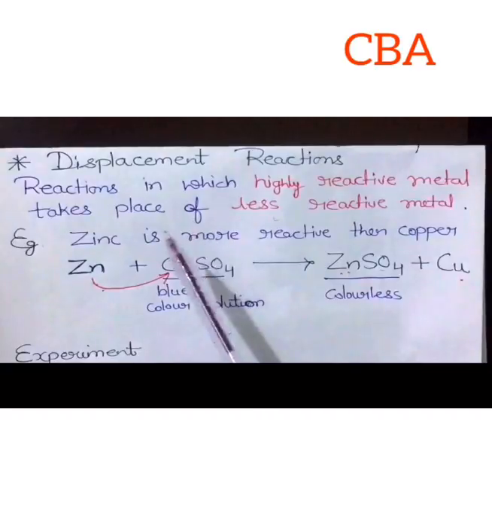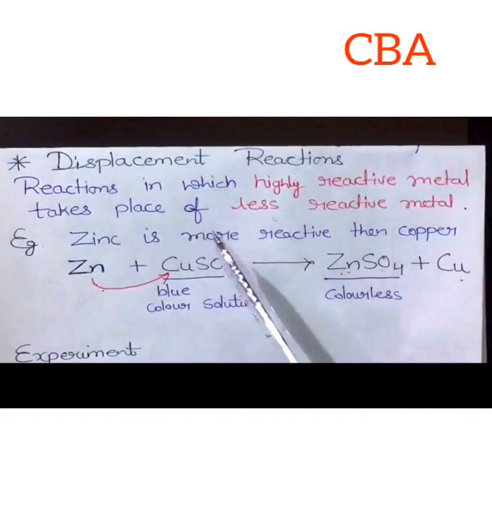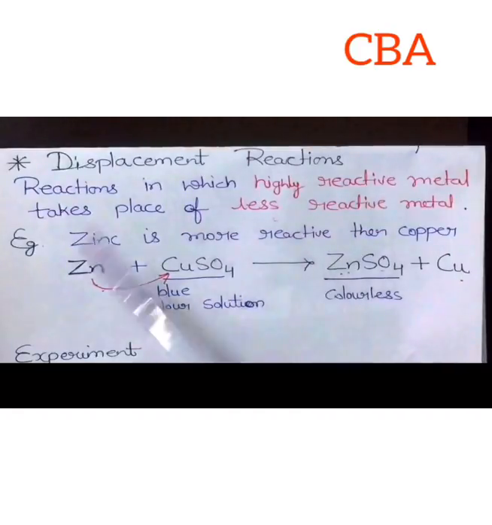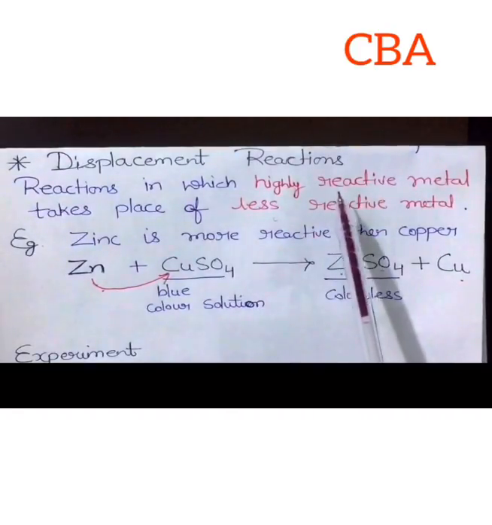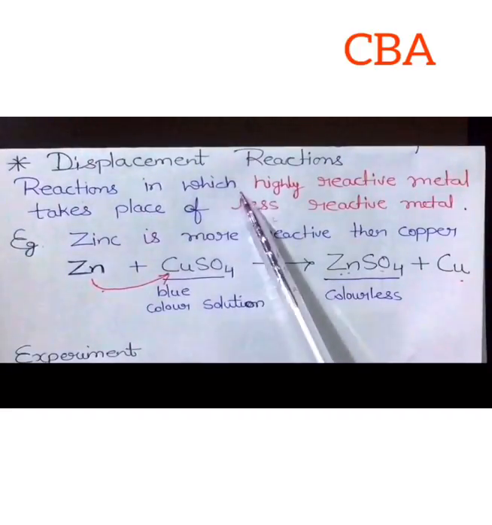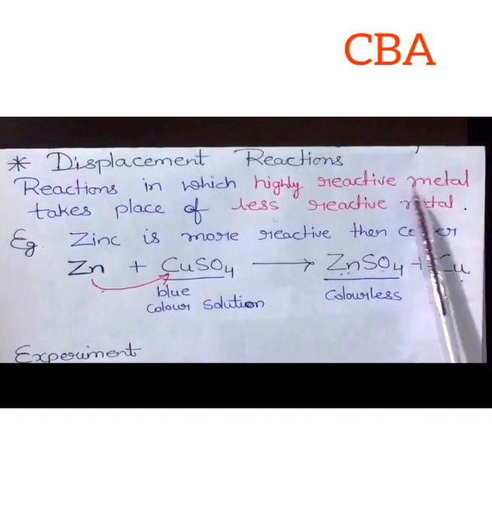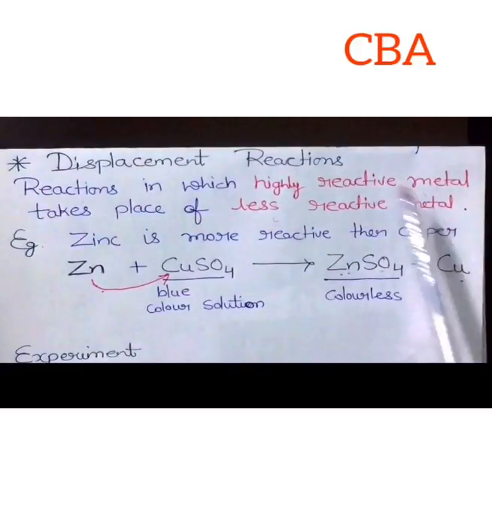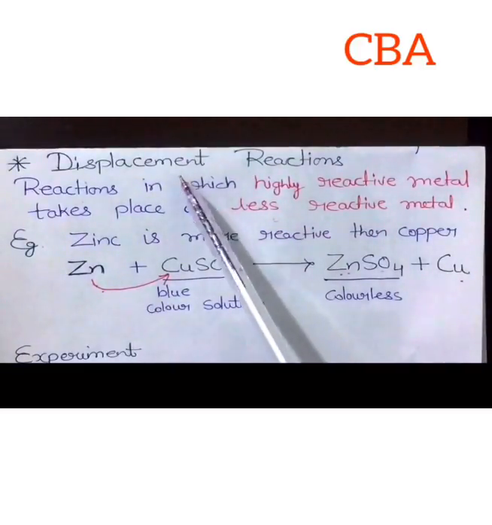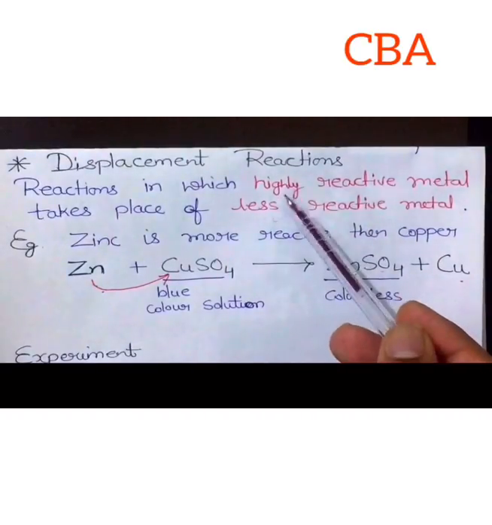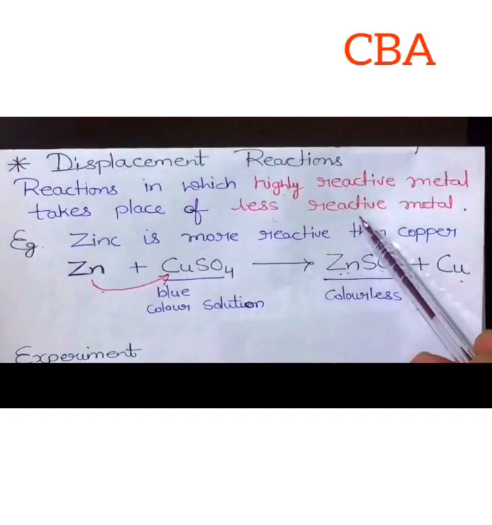Now our next topic is displacement reaction. It is a very important type of chemical reaction. If we talk about the definition of displacement reaction, then we will say that the type of reactions in which a highly reactive substance or metal takes the place of a less reactive metal are known as displacement reactions. Now here I am using two terms, that is highly reactive and less reactive.